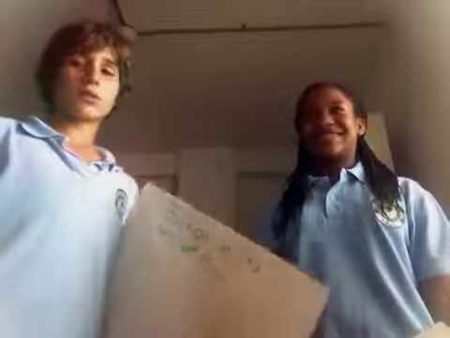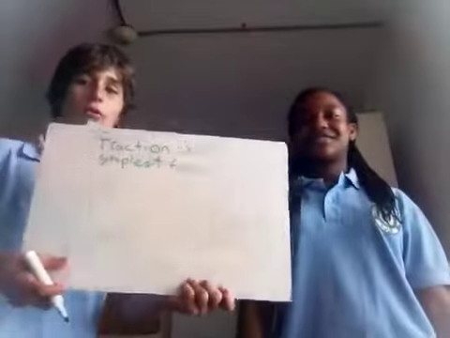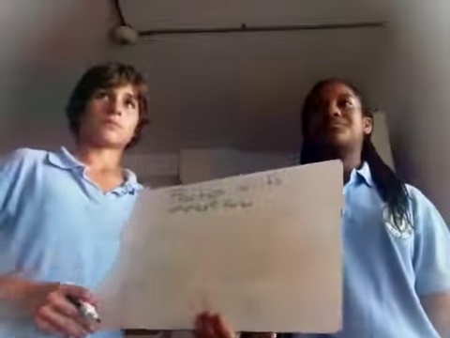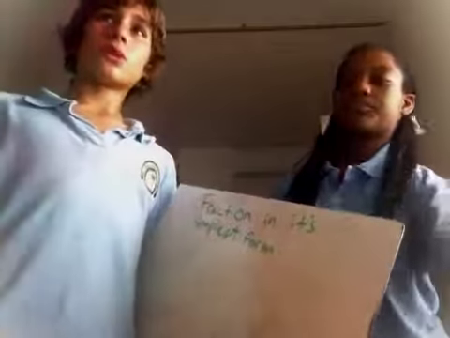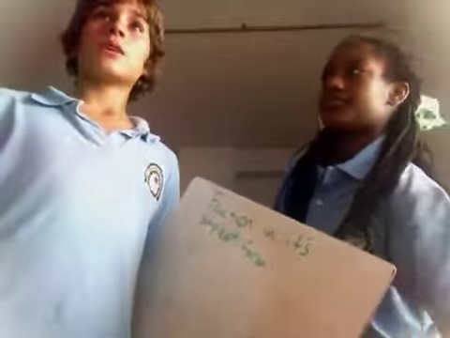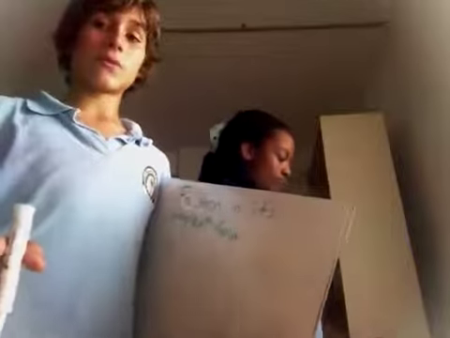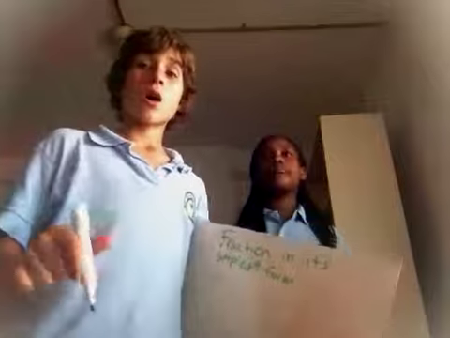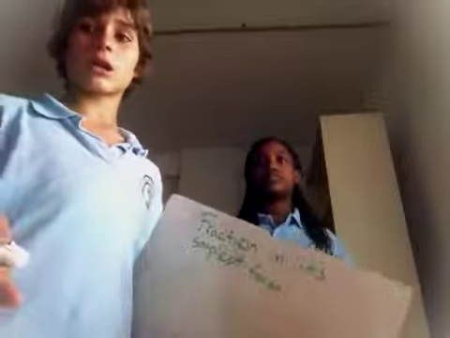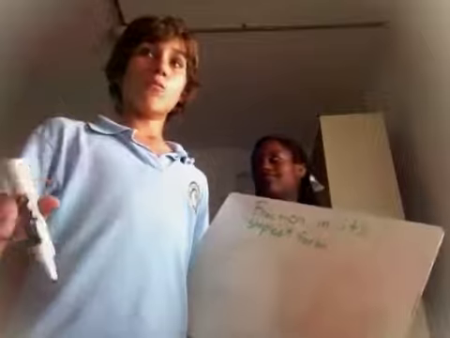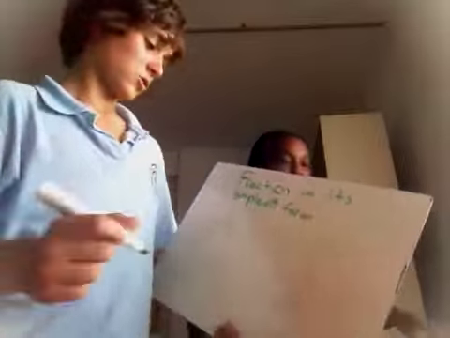Right. And we're going to present how to write a fraction in its simplest form. So, a fraction in its simplest form is when the numerator and denominator, both whole numbers, are at their least value and cannot be divided further.